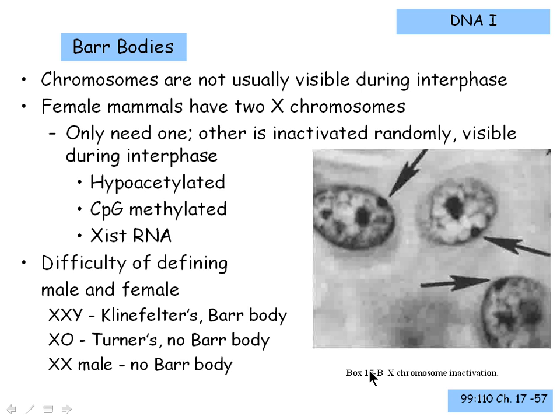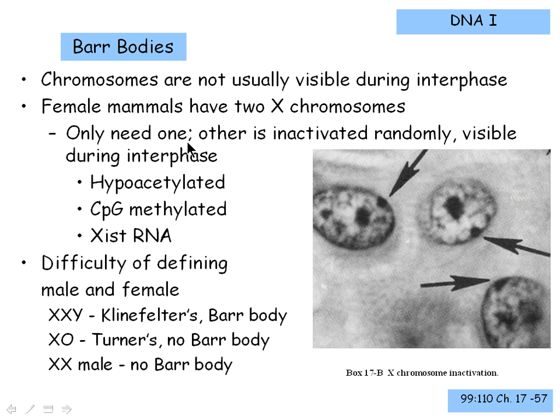So let's go back to chromosomes for a little bit. During interphase, chromosomes are not usually visible with electron microscopy, and that's because they are not condensed. They're being actively transcribed, so we cannot visualize them under the microscope.